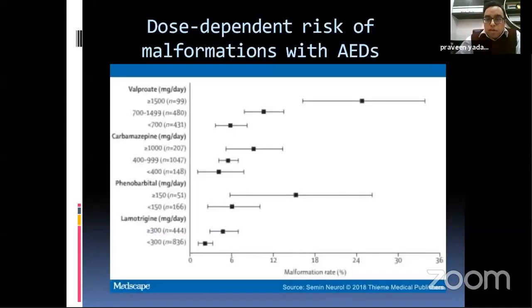Avoid multiple drugs. You should try to use single agents whenever you are using them in pregnancy, and avoid sodium valproate. Valproate can be given, but it should be in very low dose, preferably less than 600 mg. If the patient has exclusively valproate responsive epilepsy and is well controlled on sodium valproate, then less than 600 mg of sodium valproate should be given to the patient. Carbamazepine, again, the teratogenicity is less. Phenobarbital, it is high, and lamotrigine, it is less.